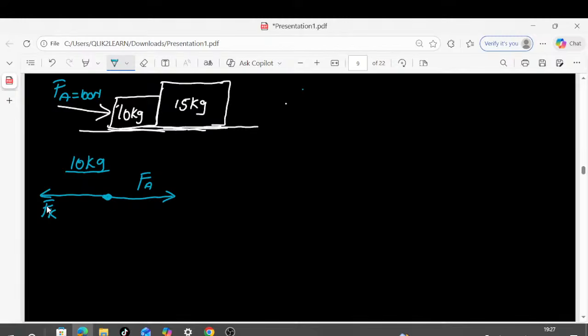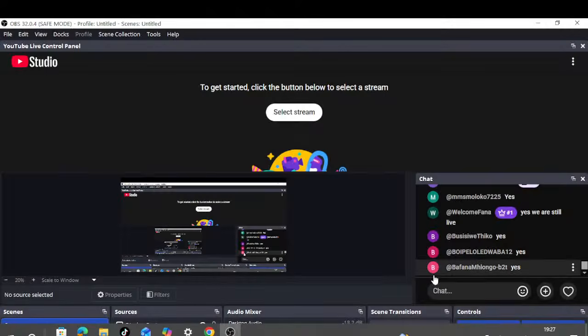But remember, these are not the only two forces acting on the block. I need someone in the comments to tell me which force is acting on the block.